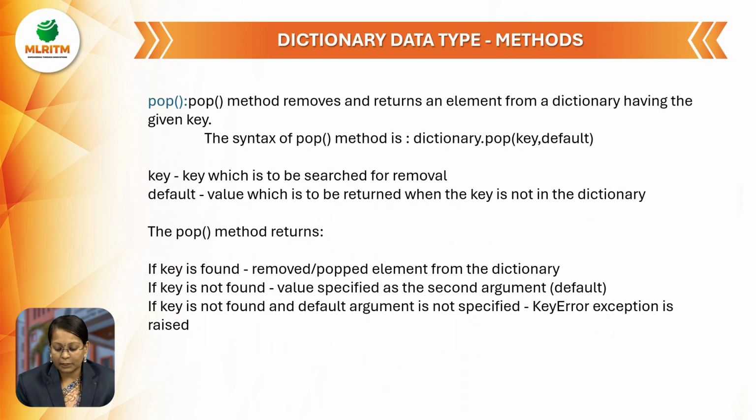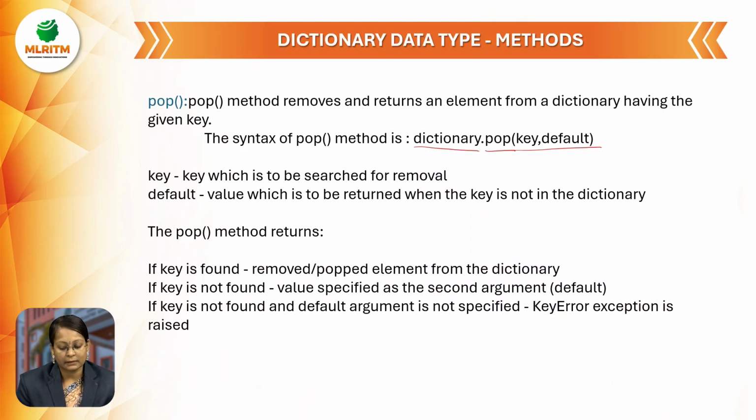Pop. The pop method removes and returns an element from a dictionary having the given key. The syntax of the pop method is dictionary.pop(key, default). The key is the one to be searched for removal. The default is the value to be returned when the key is not in the dictionary.